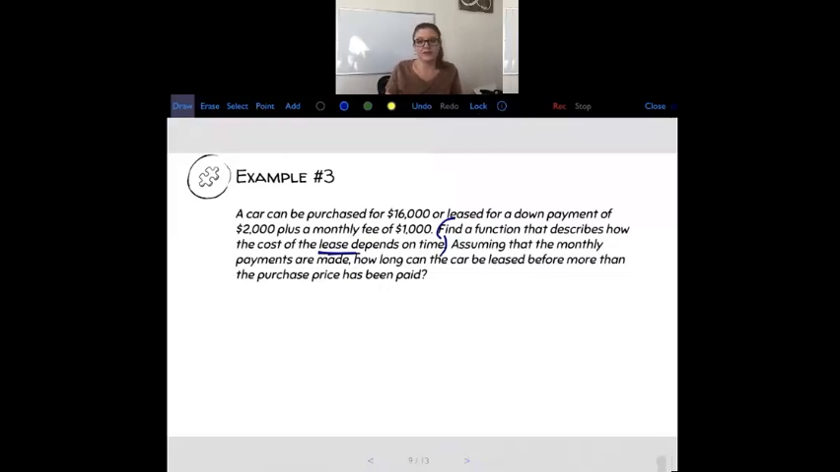So when you're finding a function that describes the lease, you're only looking at the numbers that pertain to the lease, which are lease for a down payment of $2,000 plus a monthly fee of $1,000.